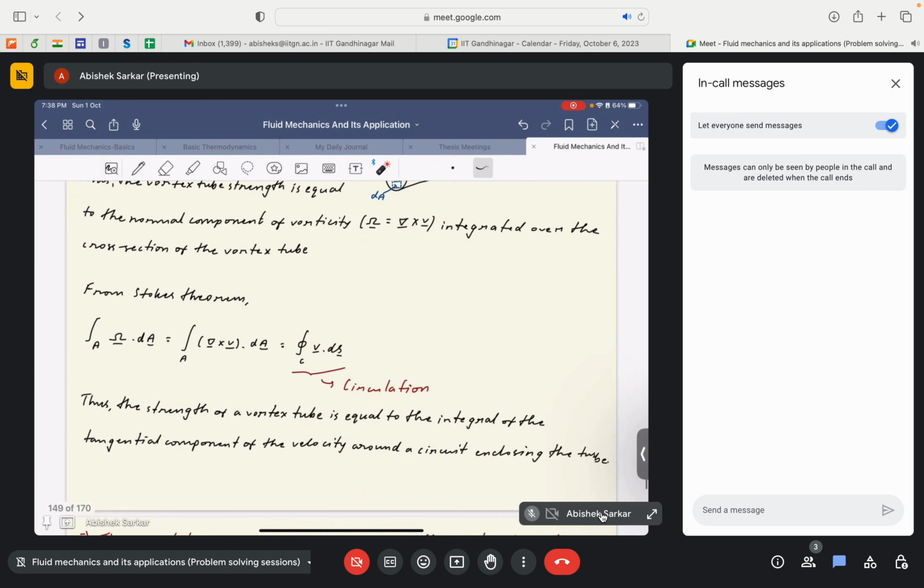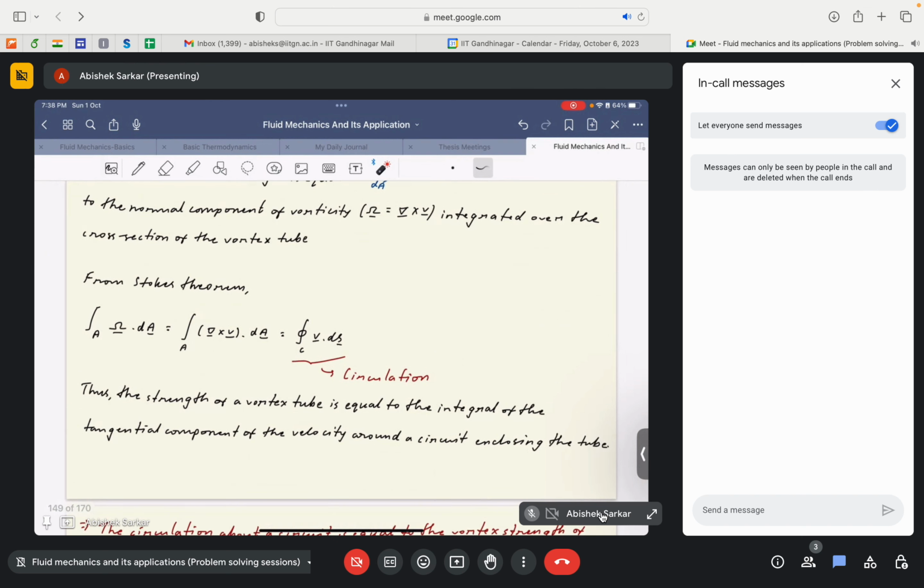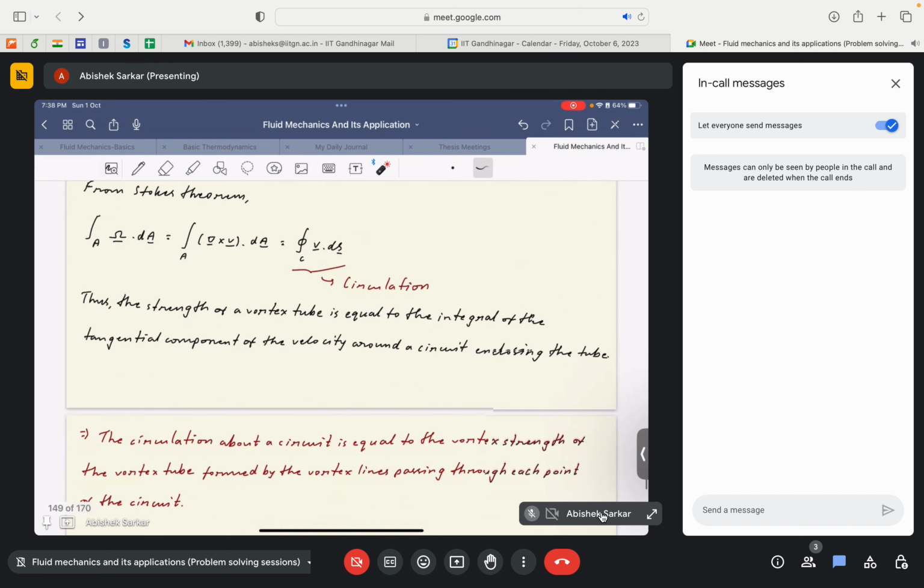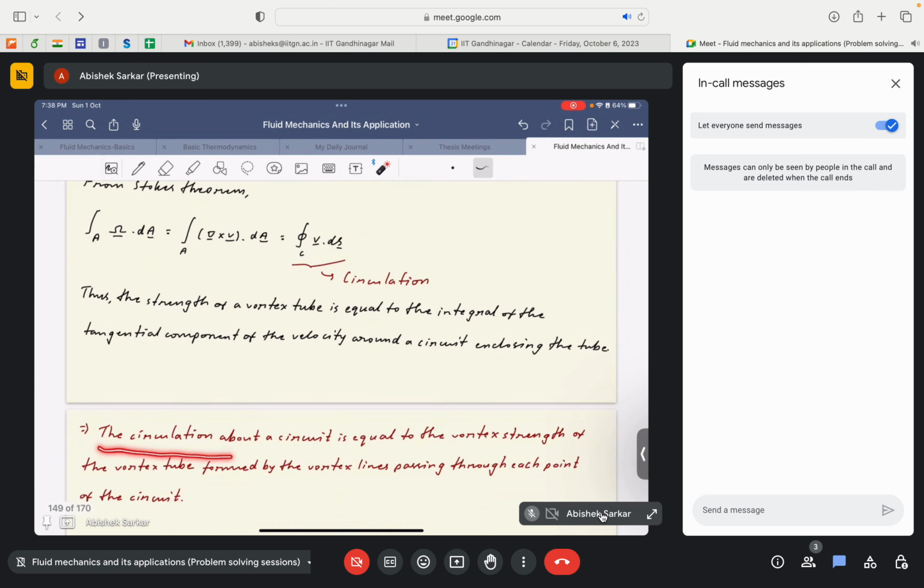That's why we see that the circulation about a circuit is equal to the vortex strength of the vortex tube formed by the vortex lines passing through each point of the circuit. So it's basically the same. It's just a definition to tell that they are equivalent, but these are actually the same thing. The way it is defined is just a bit different, so you need to observe it properly.